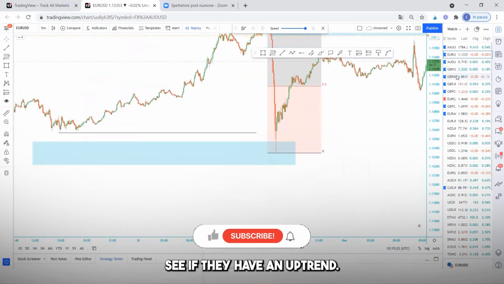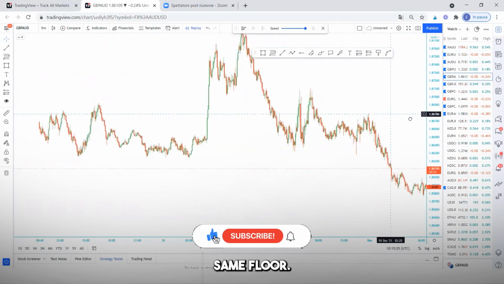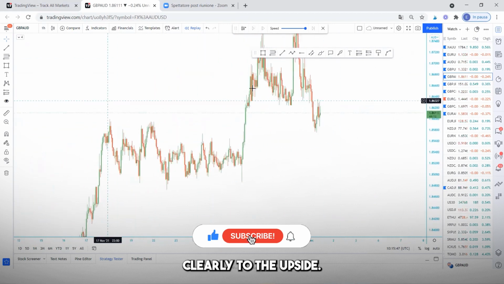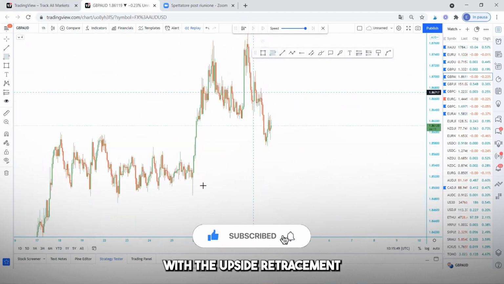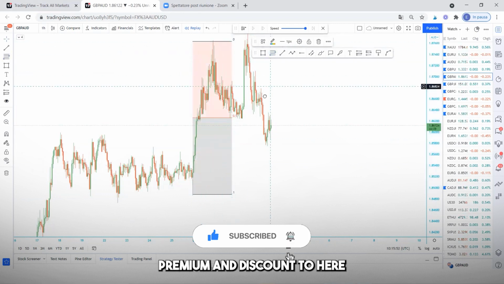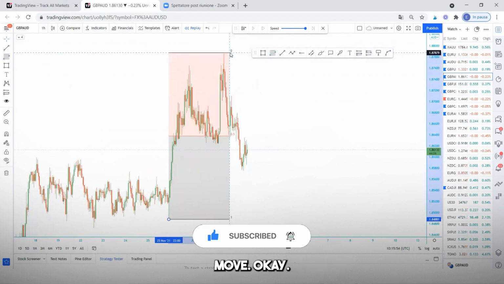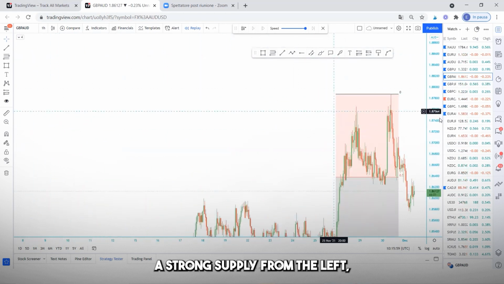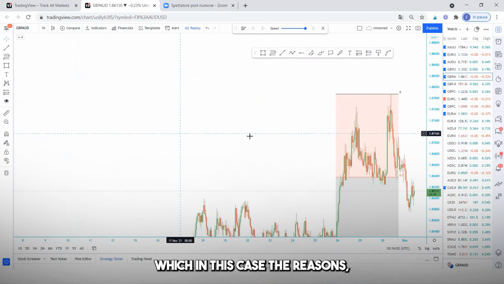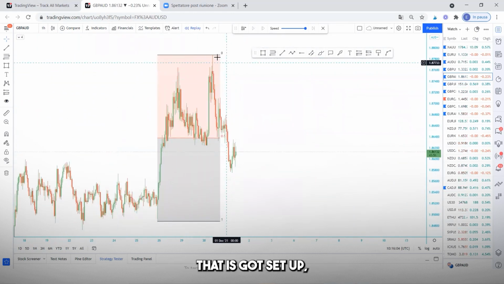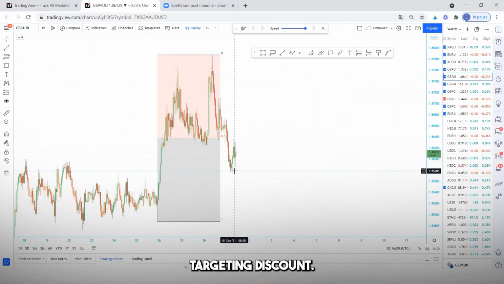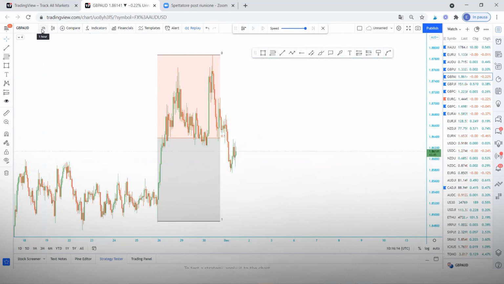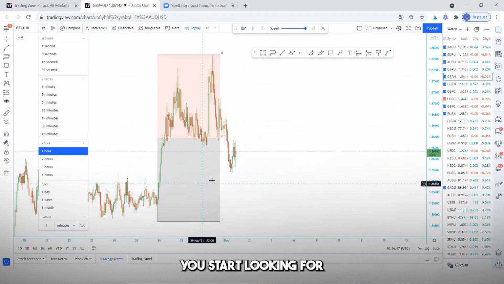Let's see if I have an uptrend example. So the direction is clearly to the upside. You can see break the structure to the upside, retracement, premium and discount actually to here, the whole move. Okay. So from up here, if there is like a strong supply from the left, which in this case there isn't, but I'm saying if there is, that is a good setup, we reach supply, then you can look for sales targeting discount. Once that's done, you go lower time frames, you start looking for your buy setups and so on and so on.